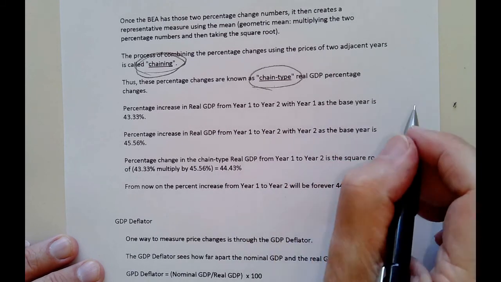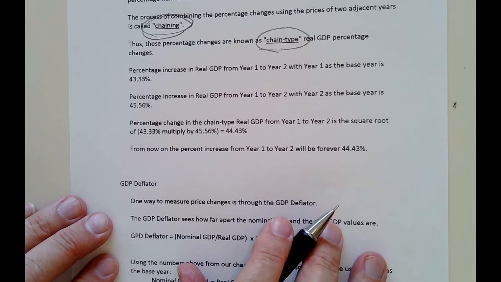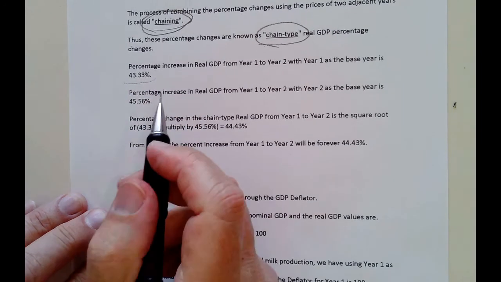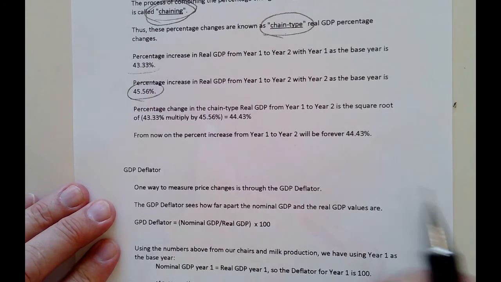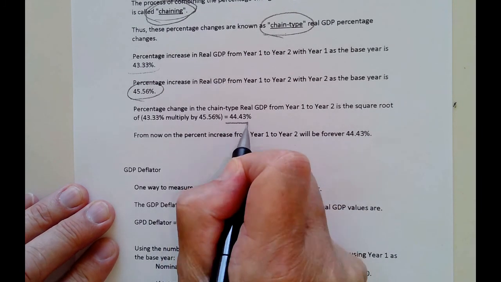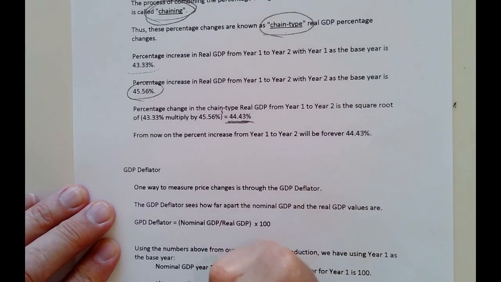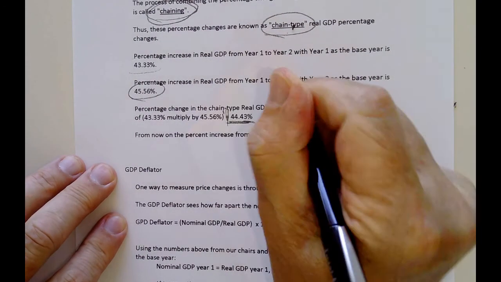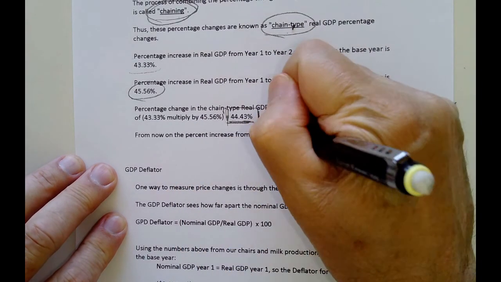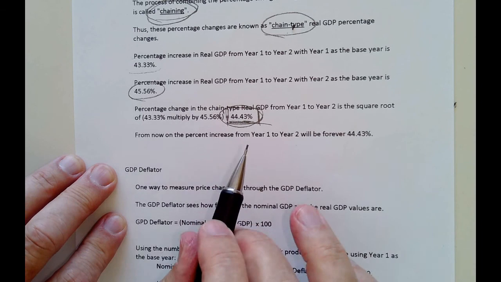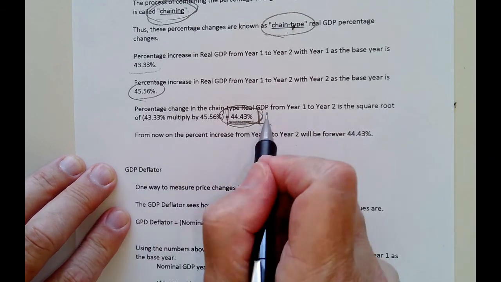And so here we have the number for year one as a base year, 43.33%. We did the same thing to get 45.56%. So multiply them together and take the square root, you come up with 44.43%. And this now becomes a number that forever is going to represent the percent change in real GDP from year one to year two. And no matter what year you pick as the base year later on, this number will never change because the process of chaining them together is never going to deviate.